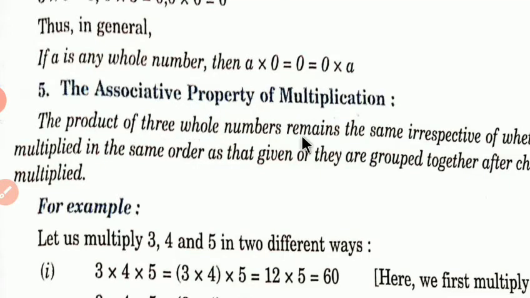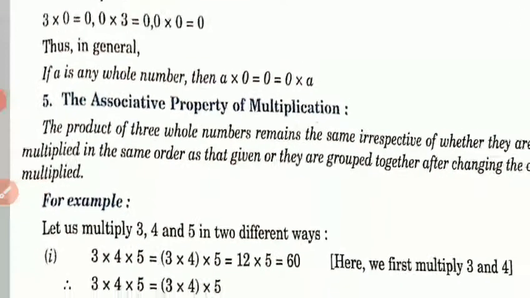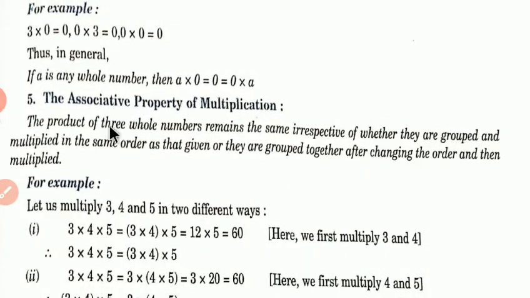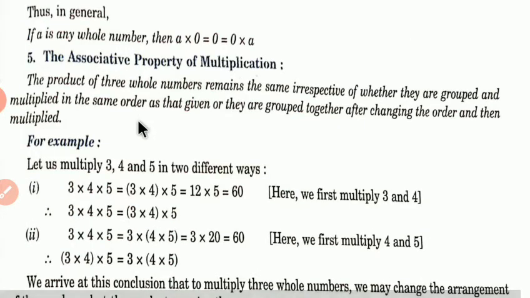The product of three whole numbers remains the same irrespective of whether they are grouped and multiplied in the same order as that given, or they are grouped together after changing the order and then multiplied. Associative property means, as in addition, we have taken three whole numbers a, b, c. So a + (b + c) = (a + b) + c, but here in place of plus we have to use multiplication.